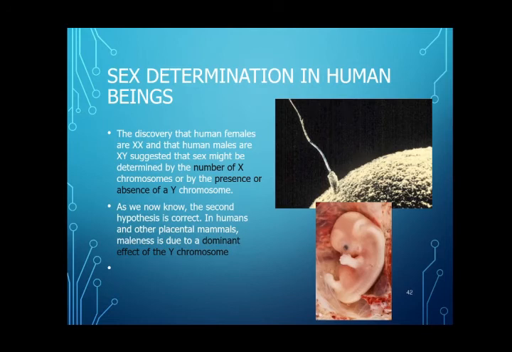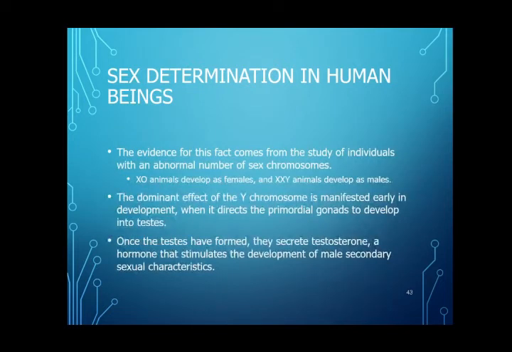The discovery that human females are XX and human males are XY suggested that sex might be determined by the number of X chromosomes or by the presence or absence of the Y chromosome. As we now know, the second hypothesis is correct. In humans and other placental mammals, maleness is due to a dominant effect of the Y chromosome. The evidence for this comes from the study of individuals with an abnormal number of sex chromosomes. XO animals become females. XXY animals develop as males.